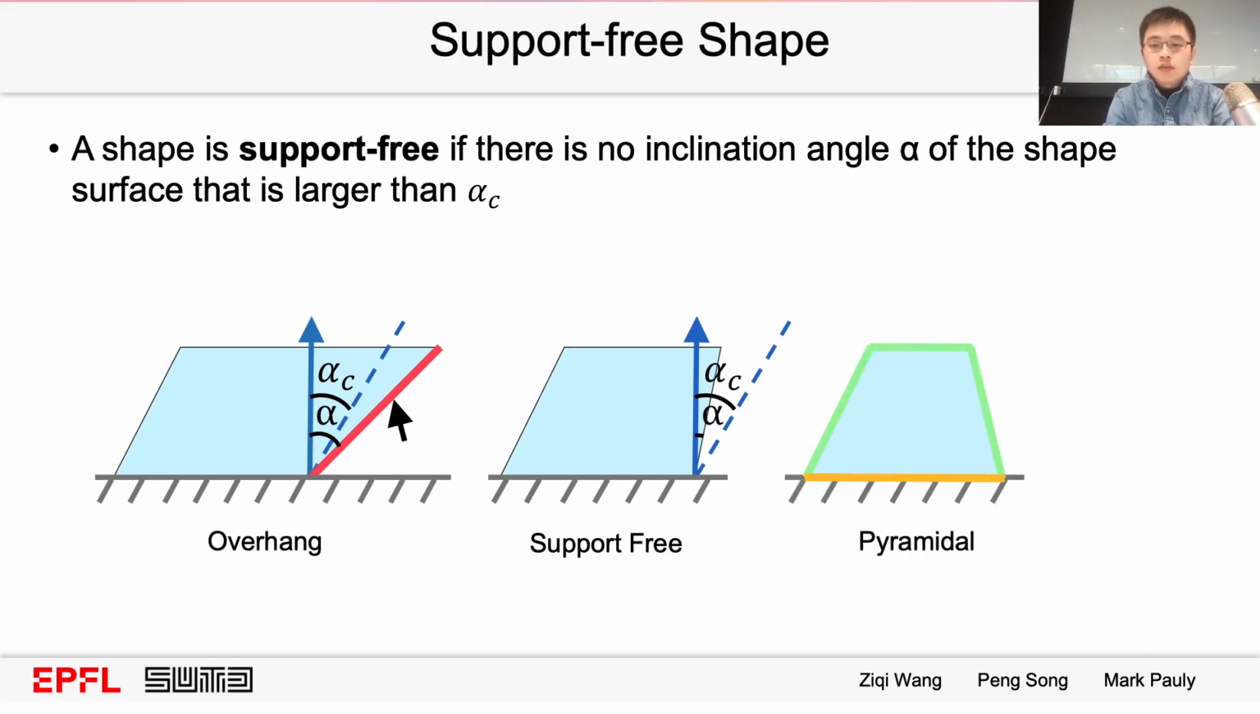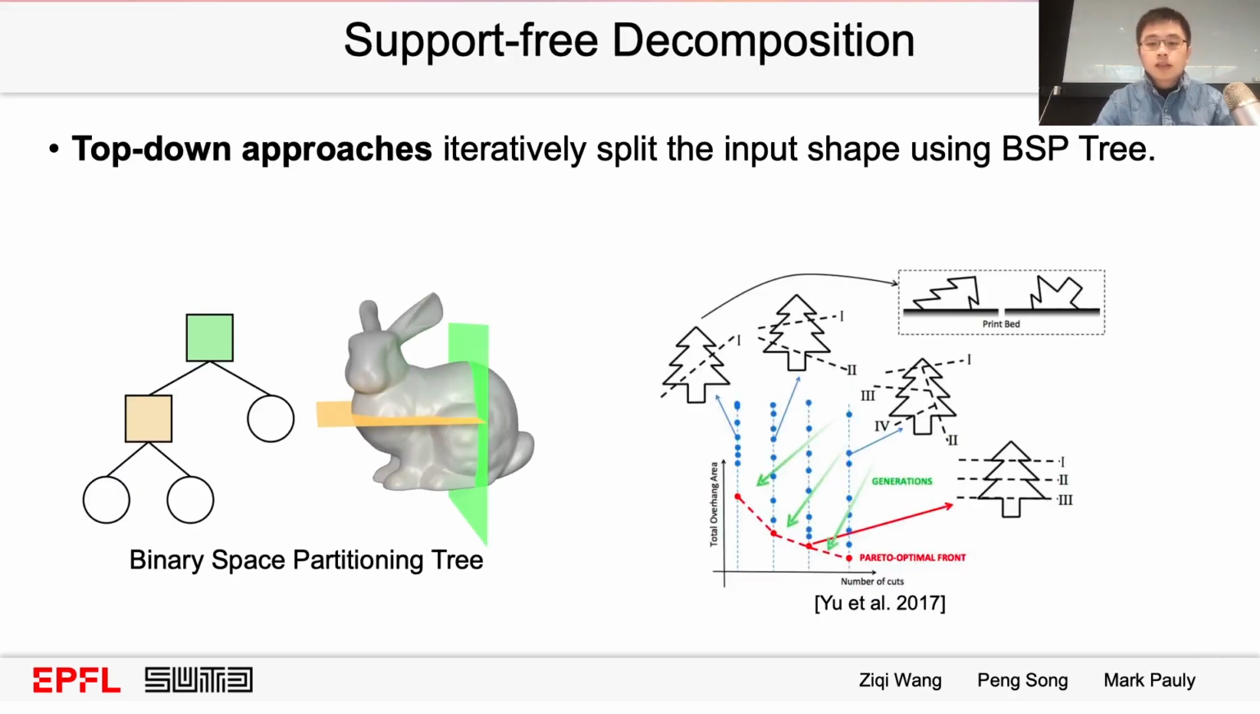In the extreme, when the inclination angle is 0 or below, we call the shape pyramidal, which is spot-free for any 3D printer. Therefore, our goal is to decompose the input shape into spot-free parts to save spot material. Top-down and bottom-up are two classes of approaches for the spot-free decomposition problem.